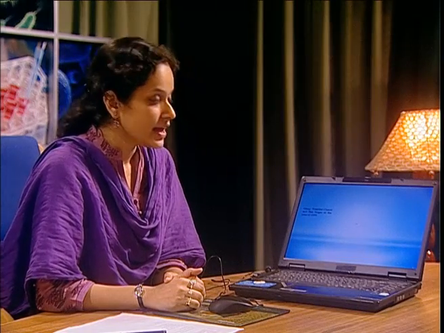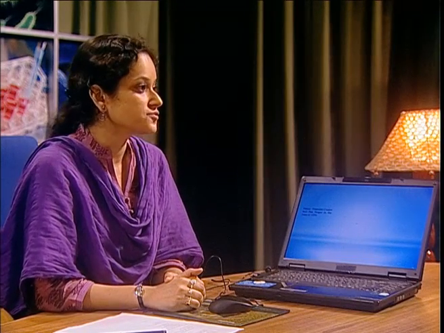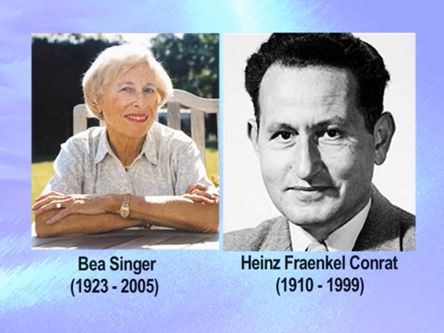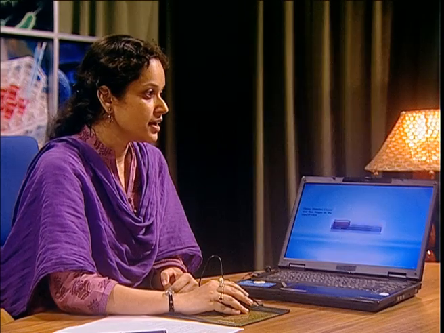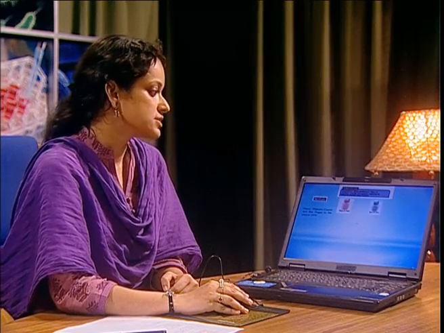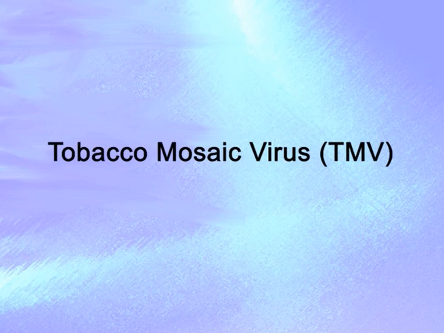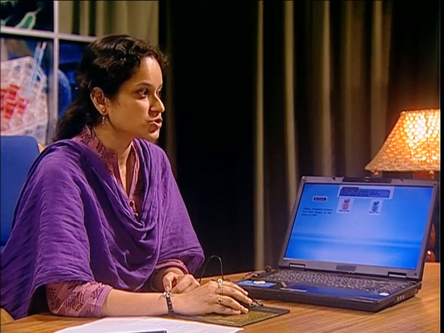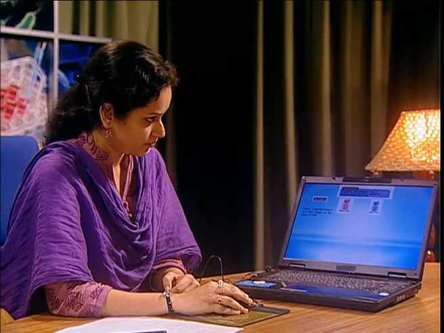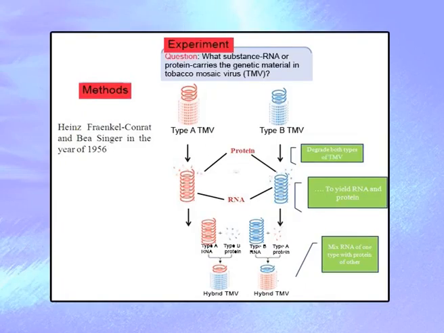Now let us come to the section where it was experimentally proved that RNA serves as genetic material in a living organism. An experiment of such a kind was first performed by Fraenkel-Conrat and Singer in the year 1956. And what did they see? They used a model system, the tobacco mosaic virus, which is known to cause disease in tobacco. Now what did they do? They used two different types of tobacco mosaic virus, type A and type B.